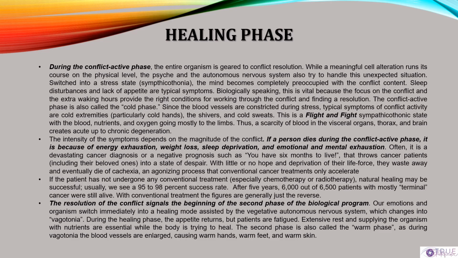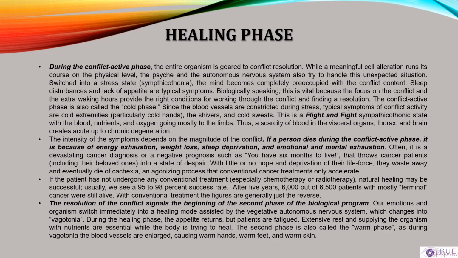The conflict active phase is also called a cold phase because the blood vessels are constricted during stress, and the typical symptoms of conflict activity are therefore cold extremities, particularly cold hands, having shivers and cold sweats. This is a fight-or-flight sympathicotonic state with the blood, nutrients and oxygen going mostly to the limbs. Thus, there is a scarcity of blood in the visceral organs, the thorax and the brain, that creates acute up to chronic degeneration.